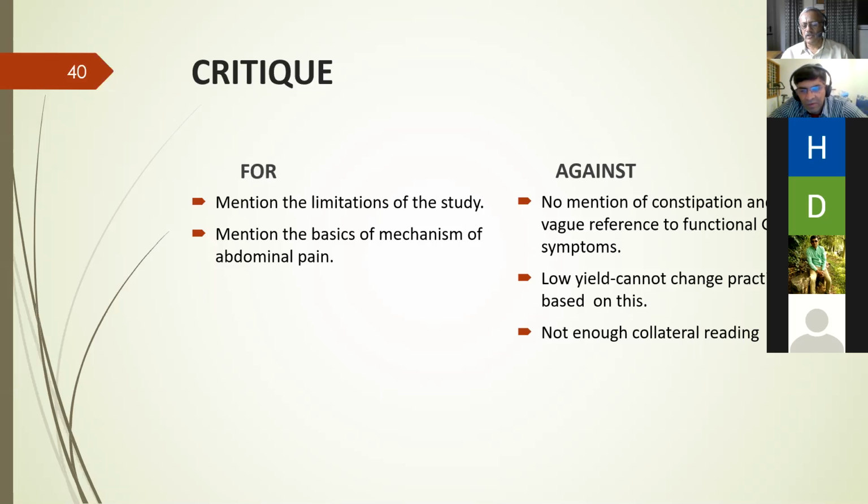Low yield, cannot change our practice based on this. And they have very little collateral reading. You know, I actually looked at papers on chronic abdominal pain and the approach to chronic abdominal pain. There are hundreds of papers. And in the discussion part where they should have discussed those papers, there is very little collateral reading that I could find. Any comments from the seniors here, please, sir, about this critique?